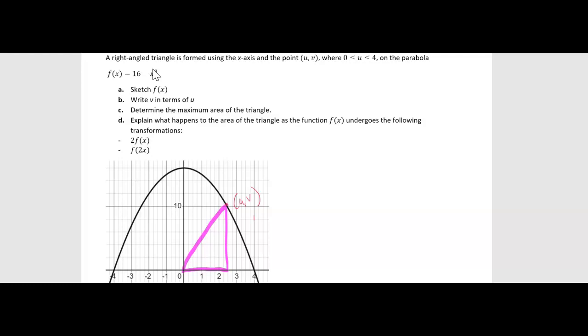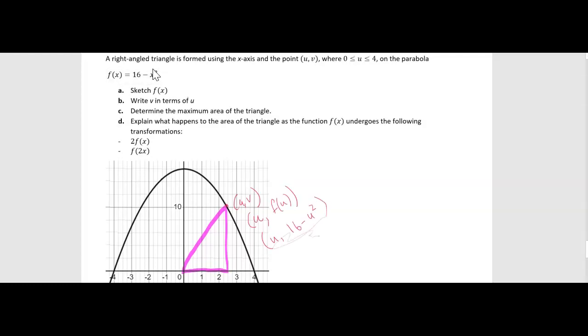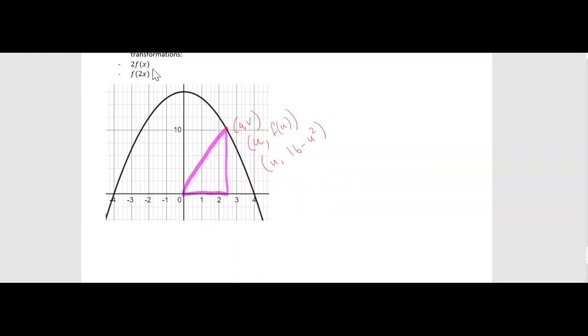That could be anything. That point is just in terms of U and V. Now, if we had to write V in terms of U, we just substitute U into the function. So U, f of U, which is U, 16 minus U squared. Those are your 2 points. So with our triangle, I'll draw that over here. It's a right angle triangle. The height is 16 minus U squared and the base is U.